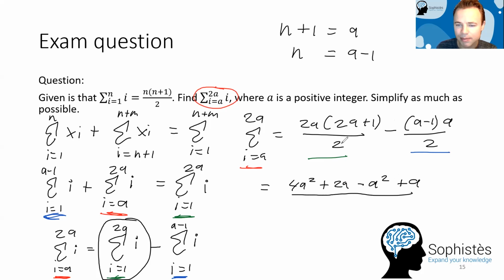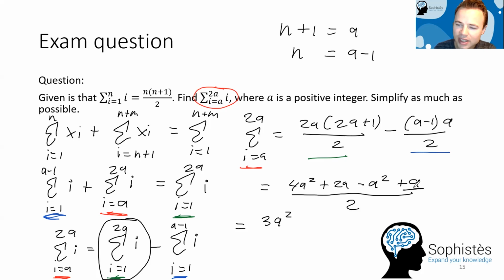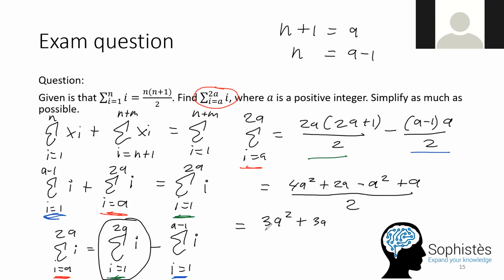And since they have the same denominator, we can take those fractions together. So I just get 2 here. Okay, then we're almost there. 4a squared minus a squared is 3a squared, right? And then 2a plus a is 3a.